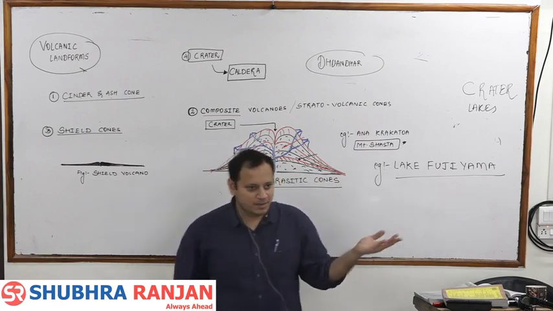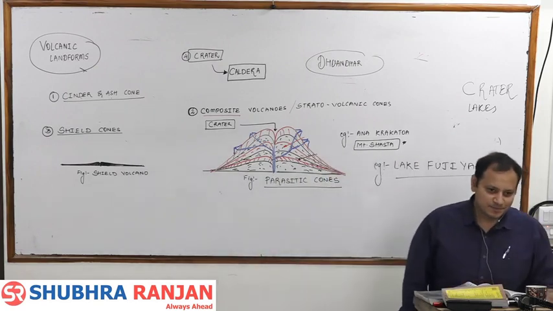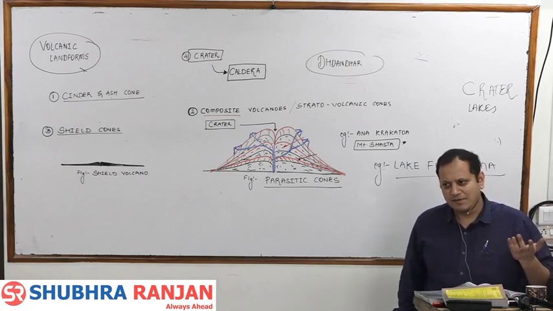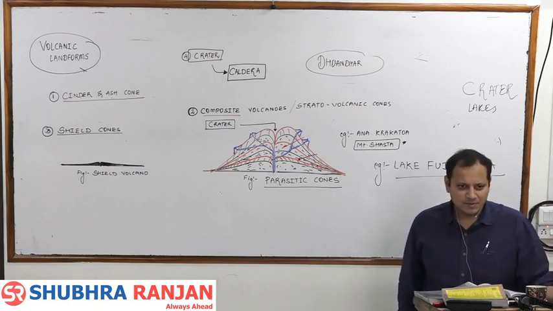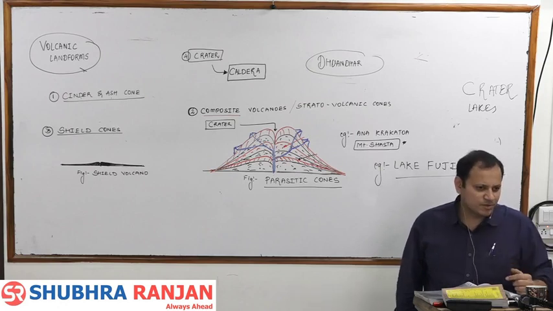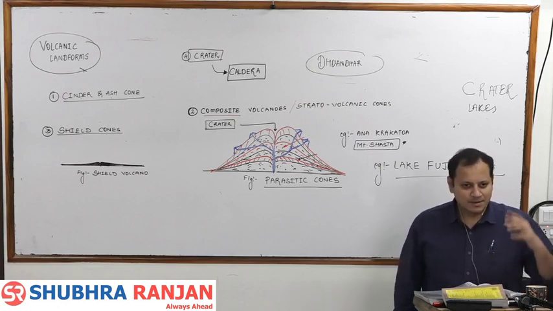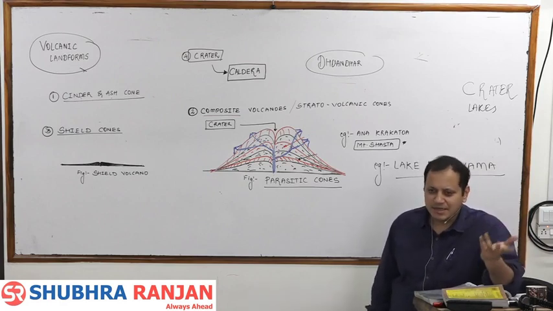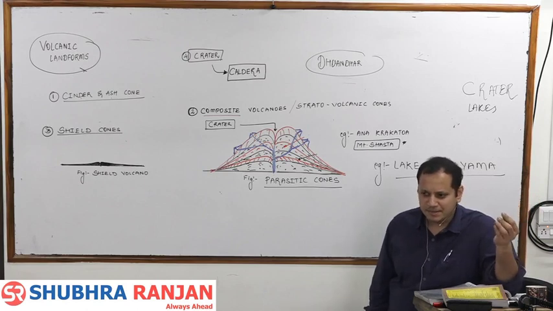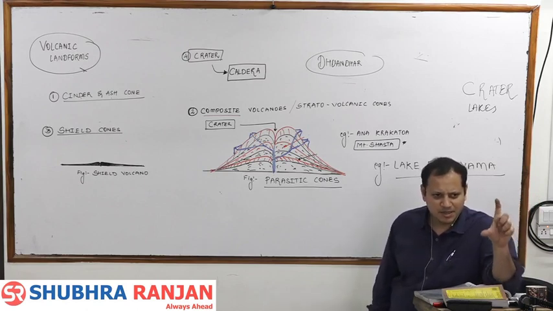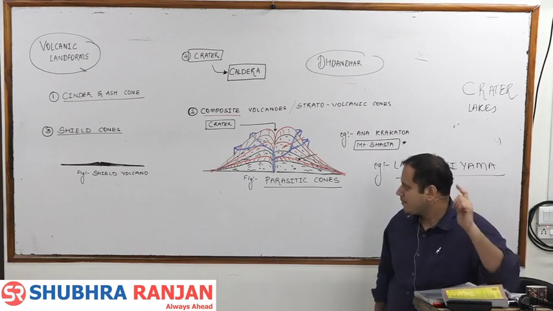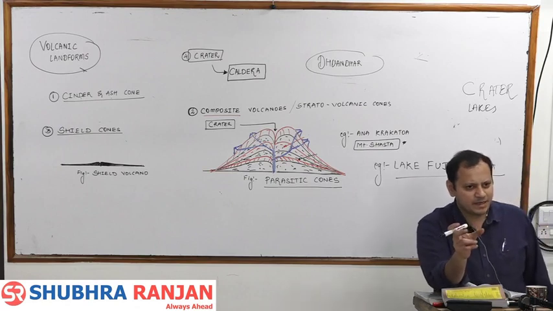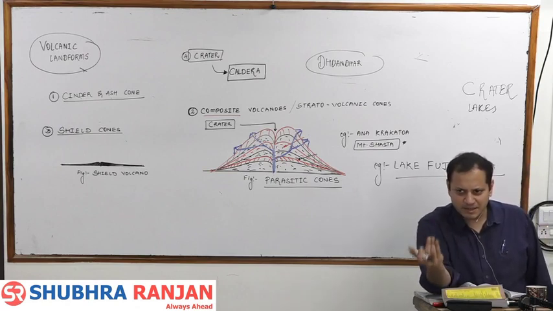Biggest crater lakes in the world are like this. Lake Fujiyama, Lake Toba, Lake Minitoba, Valley of 10,000 Smokes, Alaska. Yellowstone National Park, USA. Fine, these are all examples of crater lakes. We do all this in GS. For optional, one or two examples are enough. So what is the difference between crater and caldera? Enlarged crater is nothing but caldera.